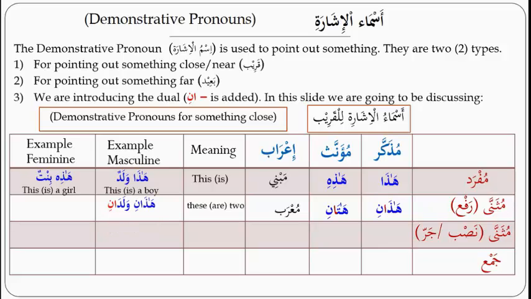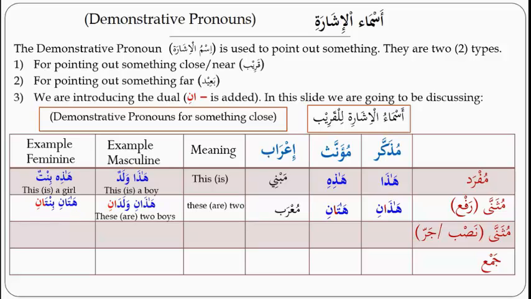Let us get two examples quickly. هَذَانِ waladani means these are two boys, right? The alif and noon gives that implication. The tanween is dropped and alif and noon is added, the noon with kasra, and the dal takes a fatha, right? هَذَانِ waladani.